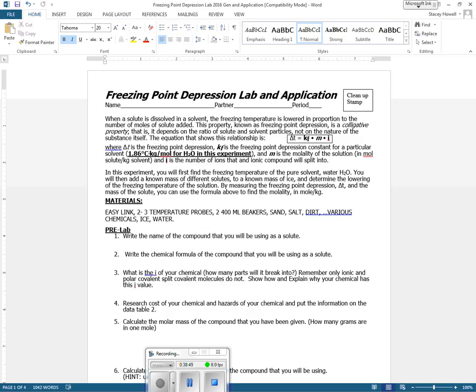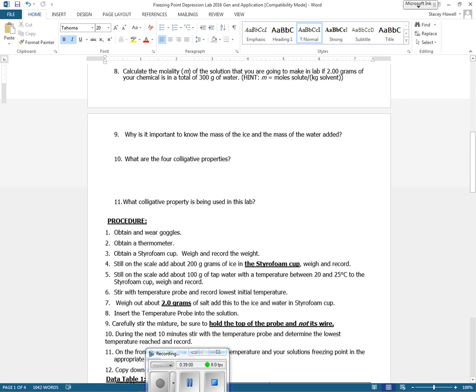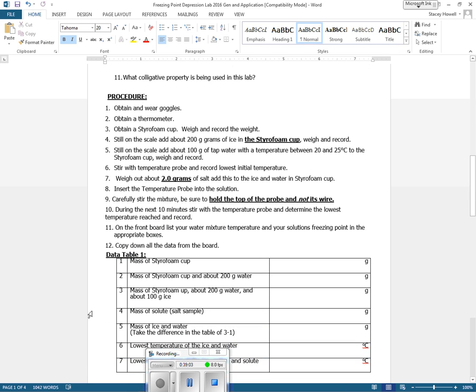Okay, so we're going to be doing the pre-lab today, but I want to scroll down a little bit to the next page so we can see what's going on. In the procedure next time, we're going to wear goggles, of course. You're going to have a thermometer. We're a small enough class that we probably are going to get our own thermometers for each group. You're going to obtain a styrofoam cup. Here's a styrofoam cup. You're going to put it on a scale and weigh it.